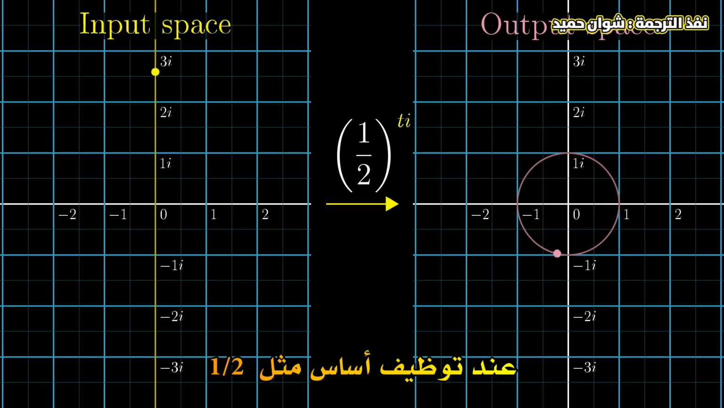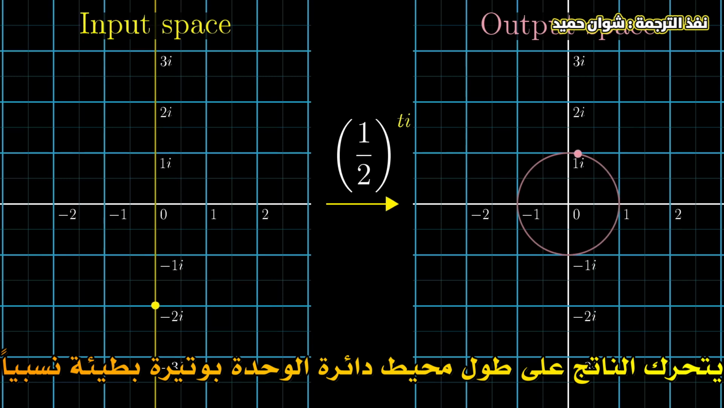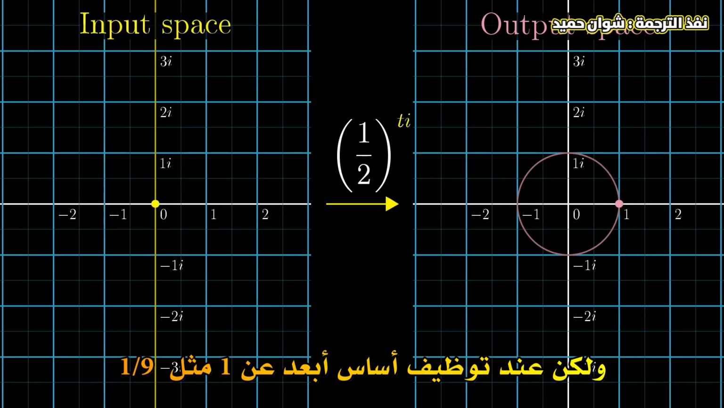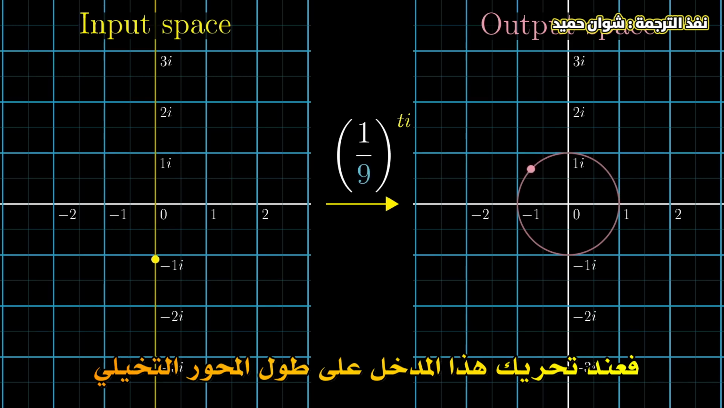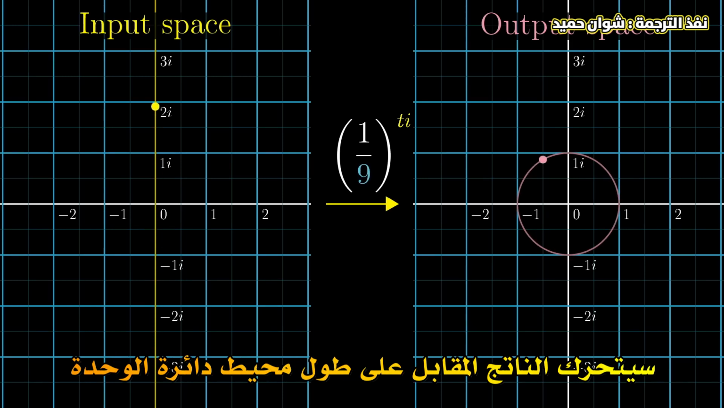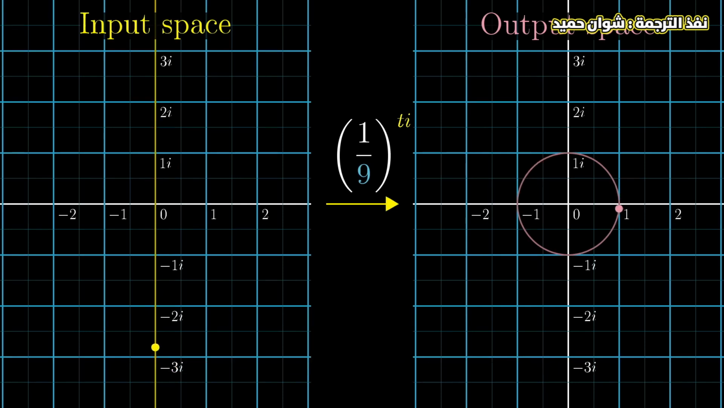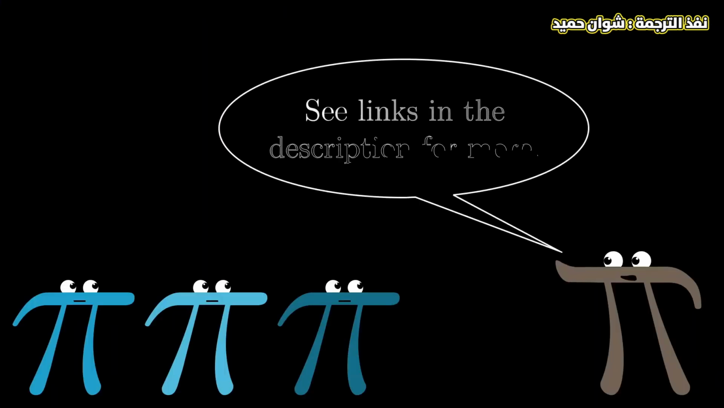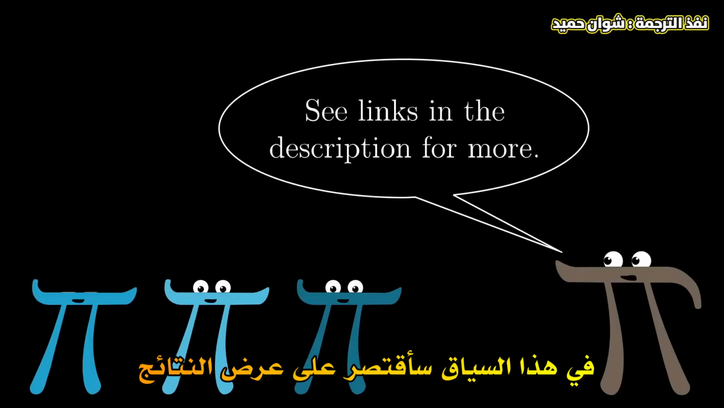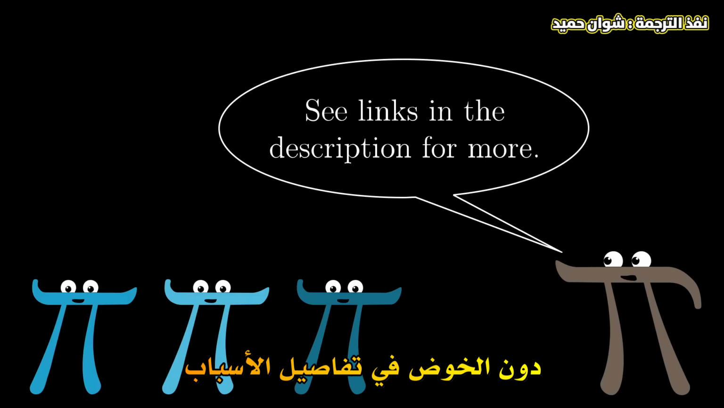For a base like 1/2, the output walks around the unit circle somewhat slowly. But for a base that's farther away from 1, like 1/9, then as you let this input walk up and down the imaginary axis, the corresponding output is going to walk around the unit circle more quickly. If you've never seen this and you're wondering why on earth this happens, I've left a few links to good resources in the description. For here, I'm just going to move forward with the what without the why.